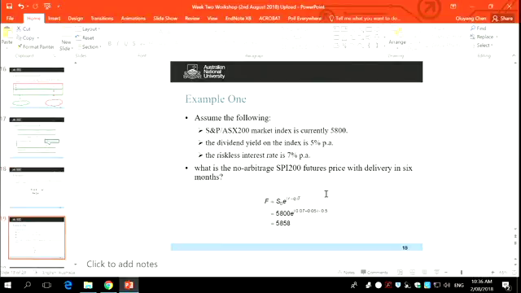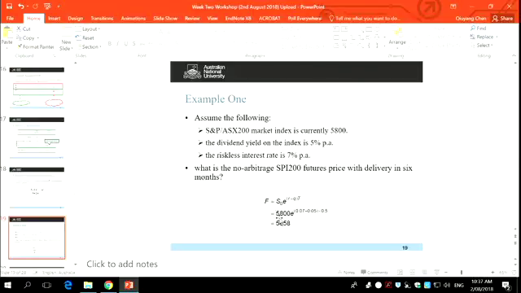So let's walk through this example. It's very straightforward. The S&P 200 market index is currently trading at 5,800, the dividend on the index is 5% per annum, and the riskless interest rate is 7%. What is the no arbitrage SPY 200 futures price with delivery in 6 months' time?